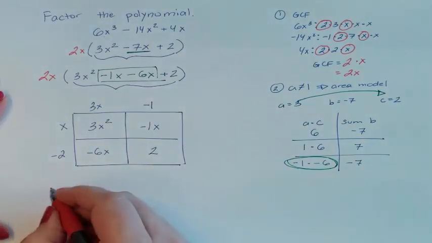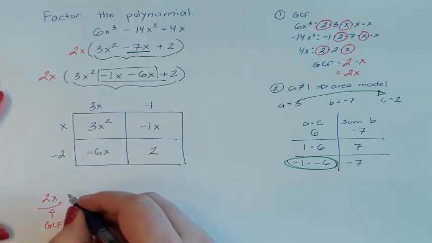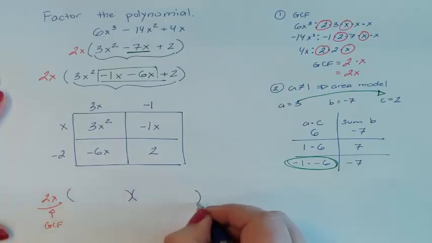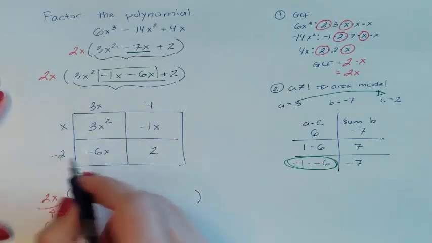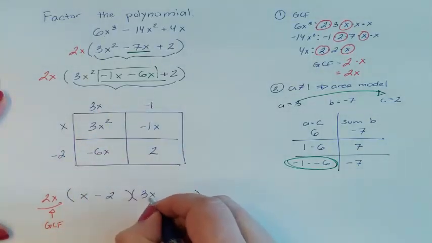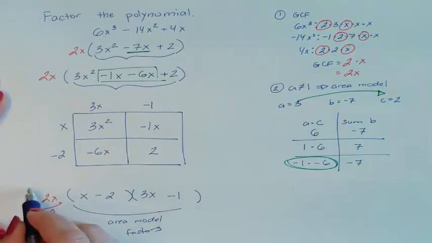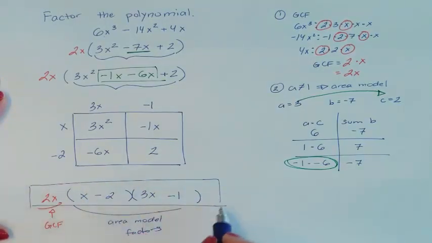So first, cannot forget your GCF. Your GCF needs to still be a part of your answer. Now you need the two parentheses that come over from your area model. Side 1 says x minus 2. Side 2 says 3x minus 1. So these parentheses came from the area model factors. So this right here is your final answer, and you're done.